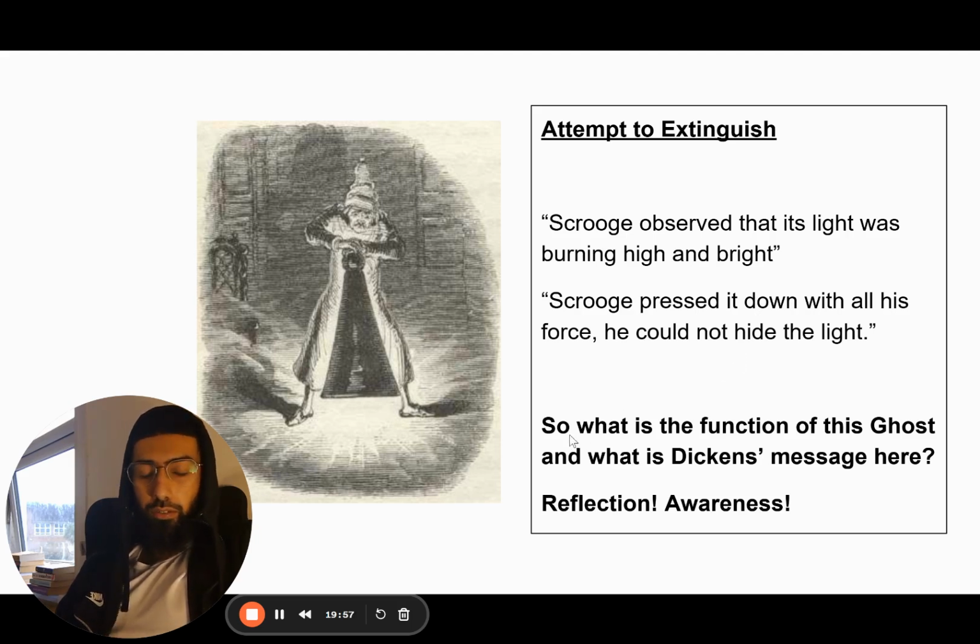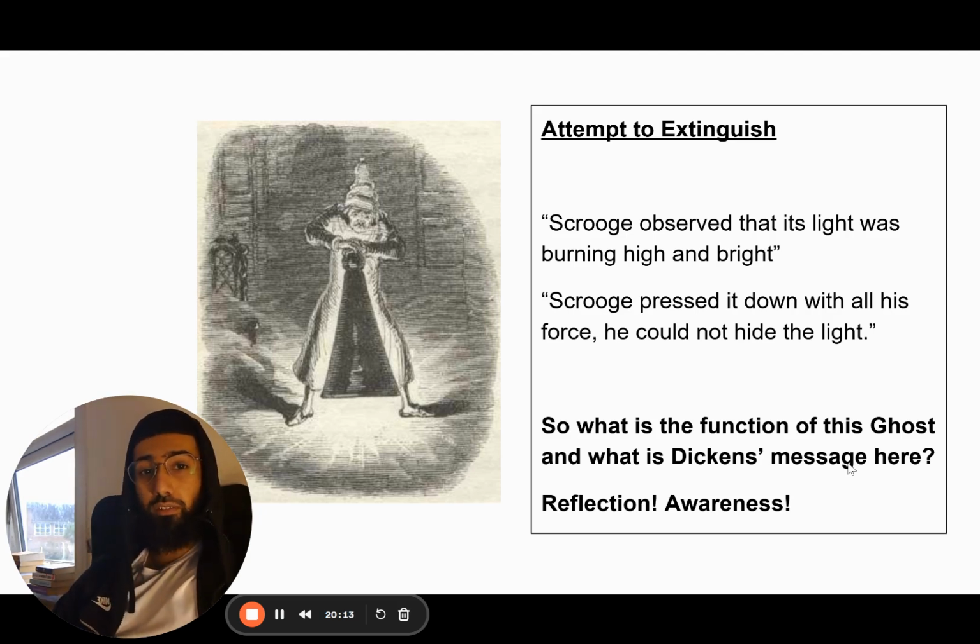And then answer this question as well. What is the function of the ghost? What is Dickens's message here? In my opinion, the fact that its light is burning high and bright is symbolic of how it's illuminated Scrooge's past into his current awareness. It's shining a light on his past.